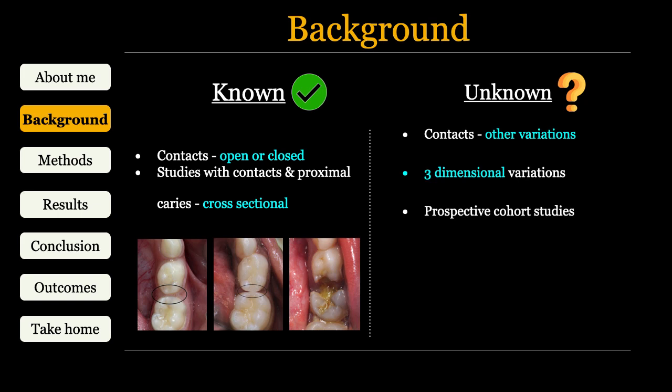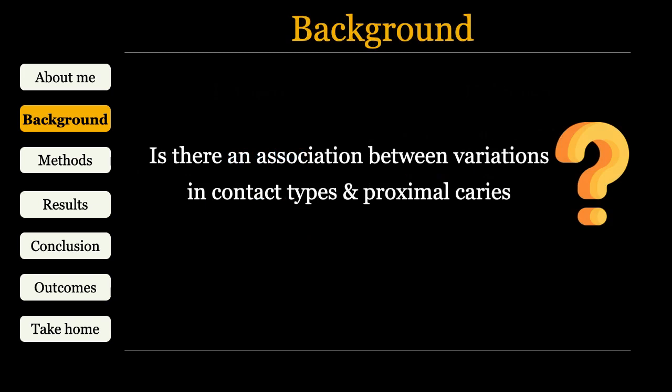So what is unknown? We do not know if there are other variations among contacts. We do not know the three-dimensional variations of them. They have not been studied at a three-dimensional level. Also, there are no prospective cohort studies in this area. So the research question of the present study is: is there an association between variations in contact types and proximal caries?